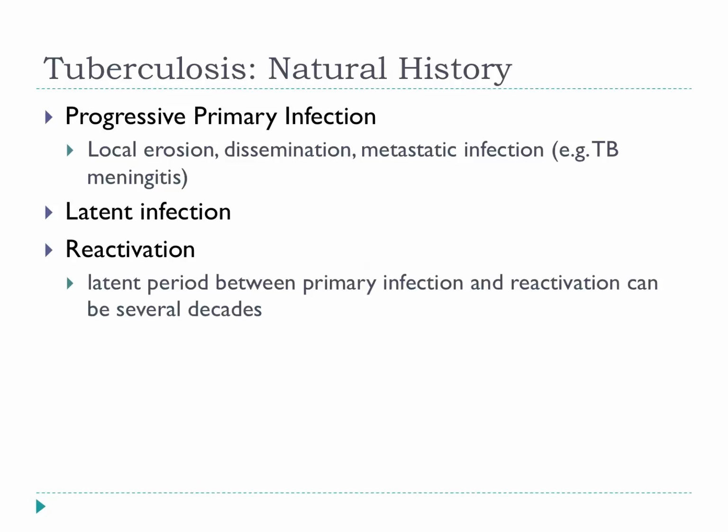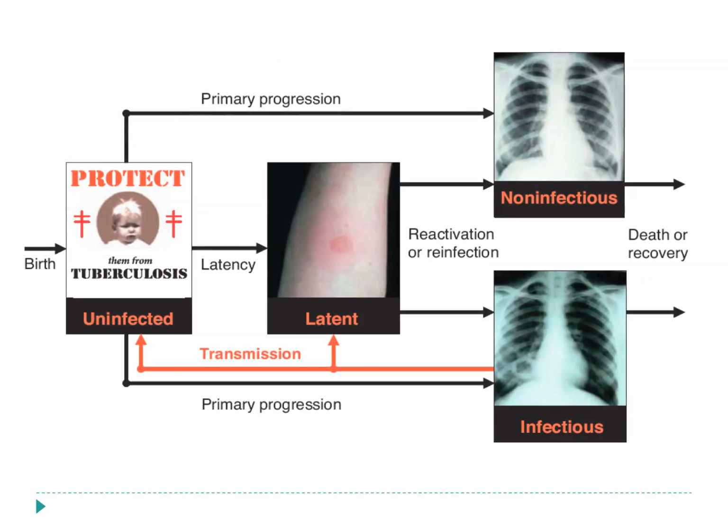Then what can happen is you get reactivation, and the disease then recrudesces, grows up again and starts being active. So this just shows that kind of progression diagrammatically. You've got birth, someone with tuberculosis uninfected, they get latent infection, it becomes latent, or it becomes primary progression, it becomes infectious, or it becomes non-infectious, and they're not really infected. But the latent can then reactivate and get reinfected and then go on to infectious, and then death or recovery, depending on whether you're treated effectively or not.